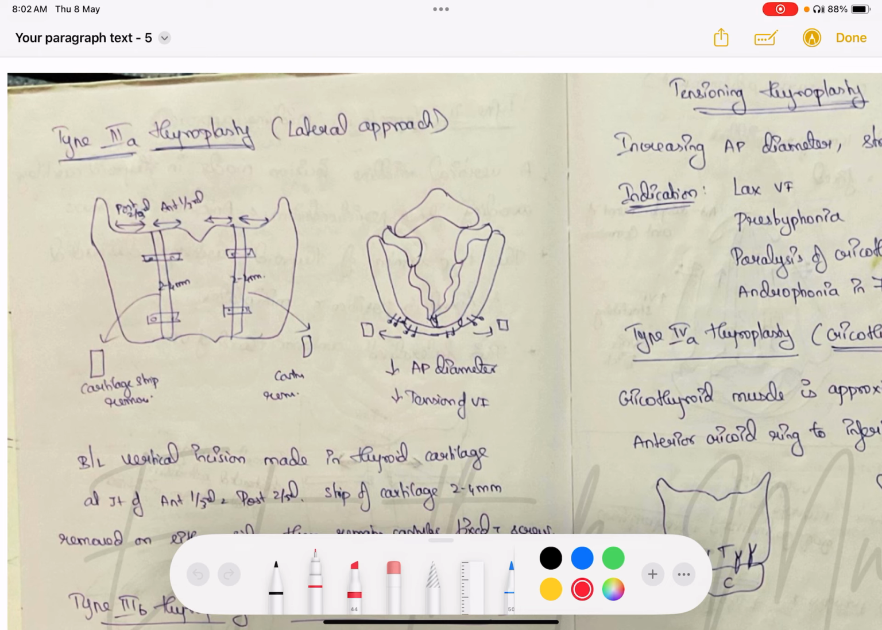Here we are going to make an incision on the thyroid cartilage, but unlike type 2, after making the incision, a part of the cartilage is removed. Okay, a cartilage strip is removed from the thyroid cartilage, and the remaining part is fixed with the mini plate. What will happen? The anterior-posterior distance of the vocal cord will reduce, hence it will shorten.